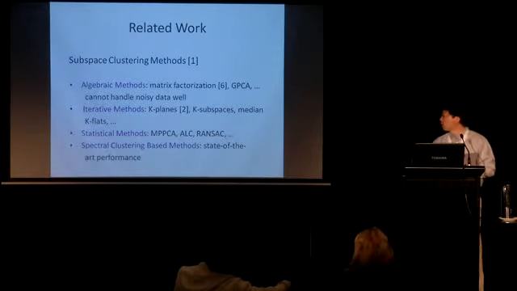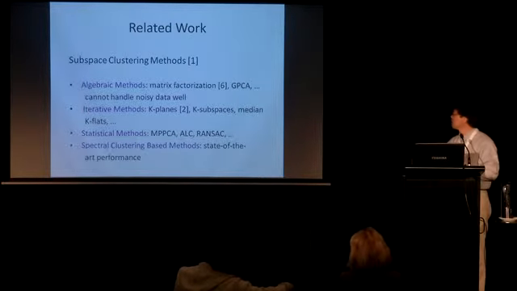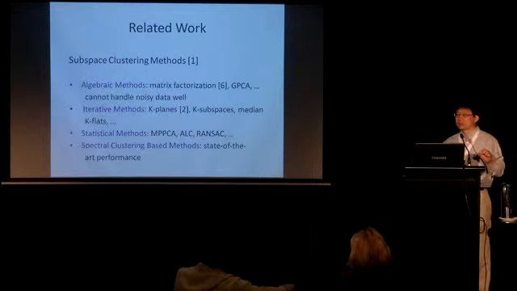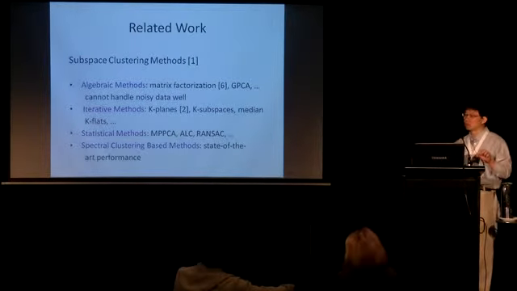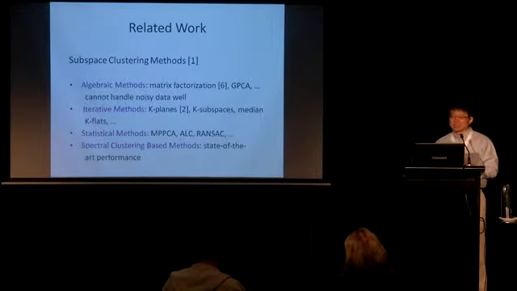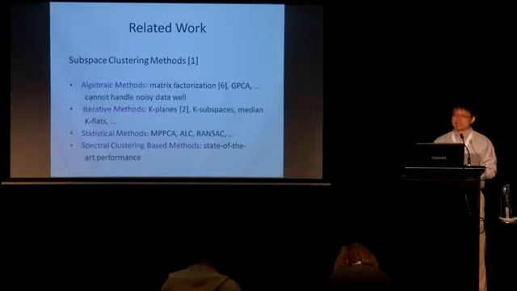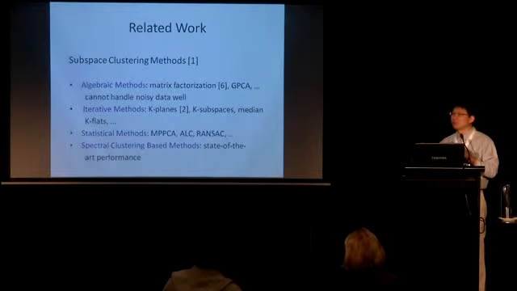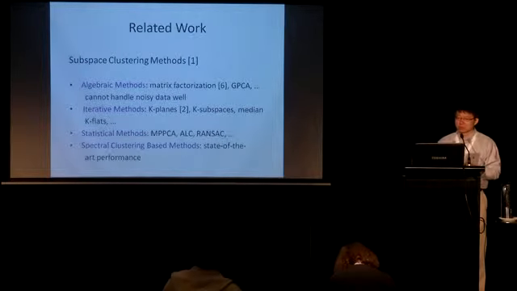The first group is called algebraic methods, including matrix factorization, generalized PCA, etc. For this group of methods, usually they cannot handle noisy data so well. So in other words, these methods are pretty sensitive to noise. In order to reduce the sensitivity to the noise, iterative methods can be used. This group of methods include k-planes, k-subspaces, median k-flats, etc. The drawback of this group of methods basically is it oftentimes needs to know the number of subspaces beforehand. Sometimes it even needs to know the dimension of each subspace. So in this case, it is not so easy to use in some cases.